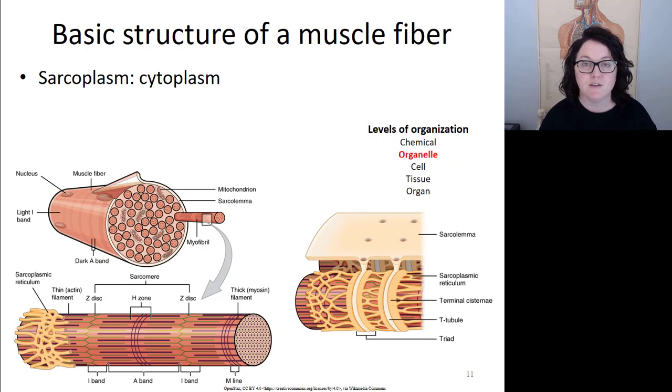We know cytoplasm is everything we find inside of the cell except for the nucleus. So sarcoplasm is simply the cytoplasm of the skeletal muscle fiber. So all the stuff in there, the myofibrils, the myofilaments, any organelles, it's all that stuff except for the nuclei.